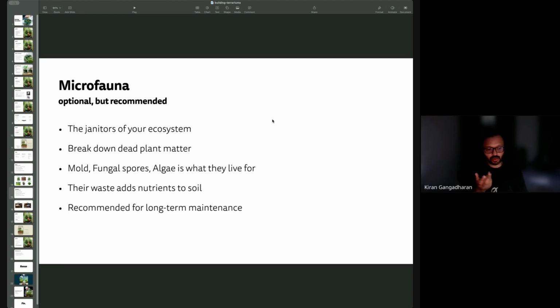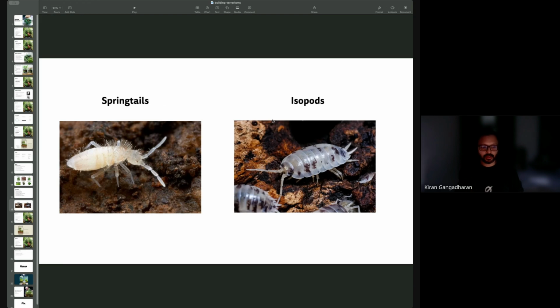These creatures' excretion is basically nutrients for the soil, so great. For long-term maintenance, if you don't want to intervene and just want to let it go by itself without touching it at all, then I think this is an important piece. The two most common creatures you would put in these terrariums are springtails and isopods.